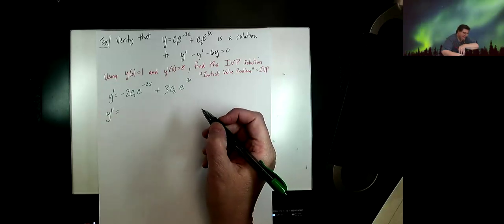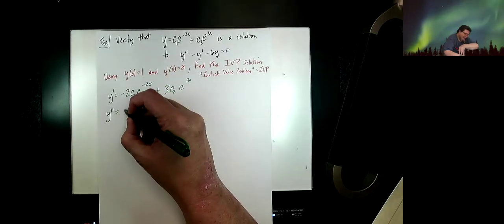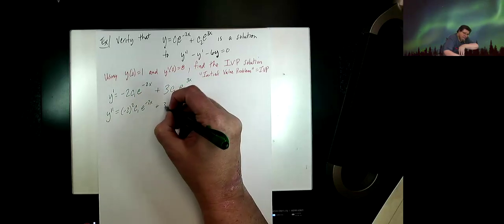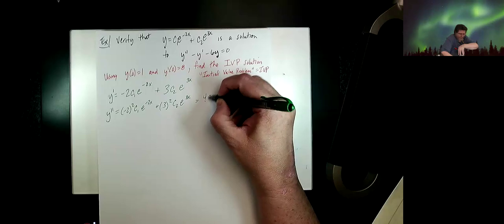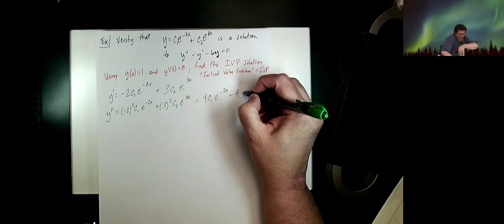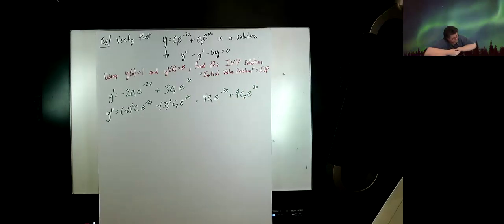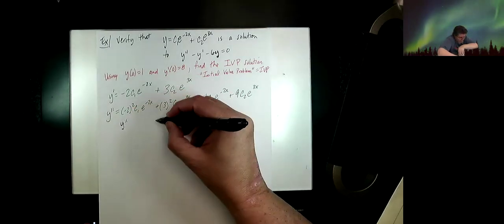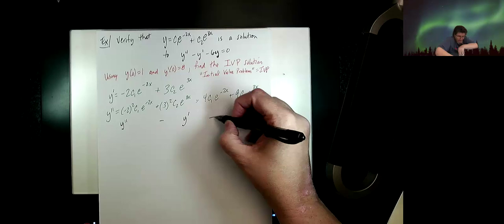We do it again, take the derivative again. We bring down another -2. I'll write it like this for now to show where it's coming from. This is 4C1 e to the -2x plus 9C2 e to the 3x. So we want to plug in y prime. I'm going to put some space here and I'm going to write underneath it. This is what we're plugging in.